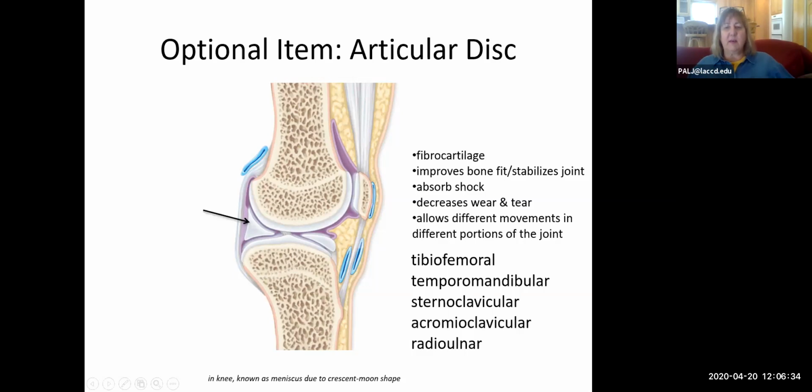So here are the examples of joints that have articular discs. Tibiofemoral, that's your knee joint. Temporomandibular, your TMJ, where your mandible attaches to your temporal bone. Between your sternum and your clavicle, right here. Between the acromion of your scapula and the clavicle out here. And between the radius and the ulna at the proximal part, because distally, remember, that is a fibrous joint, so it's the proximal part that is a synovial joint.